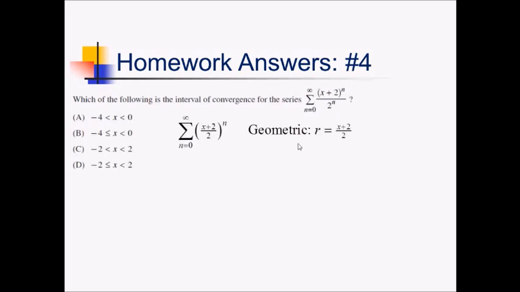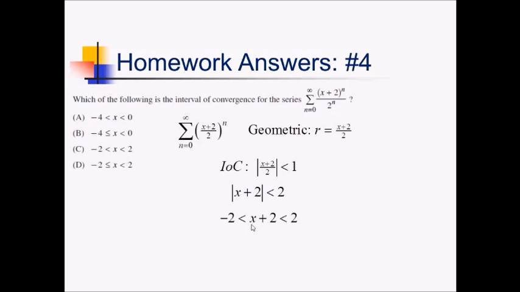Since it's geometric, to find the interval of convergence, I just take my r value, take the absolute value of that, and set that less than 1. Okay, now I'm just going to go ahead and solve for x. I can start this process by multiplying both sides by 2, so that gives me absolute value x plus 2 less than 2. And then I'm going to rewrite this using inequalities, so I can write negative 2 less than x plus 2 less than 2.